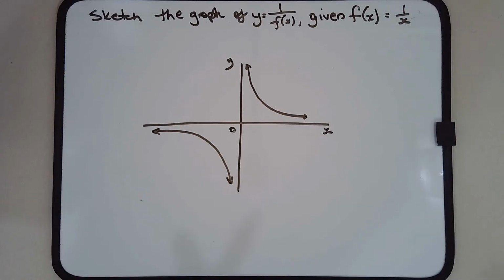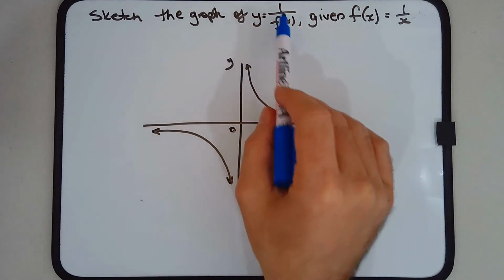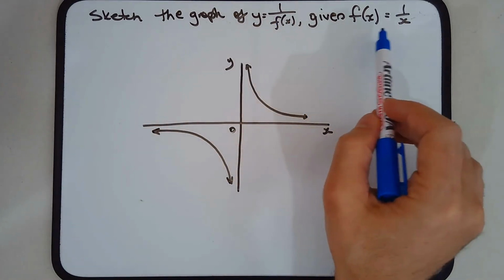In this video, we're going to look at sketching the reciprocal of a function, but in particular paying attention to a minor detail that is very easy to miss, but at the same time critical that it's in fact not missed. So let's have a look at the question to begin with. Sketch the graph of y equals 1 on f of x, given f of x is equal to 1 on x.